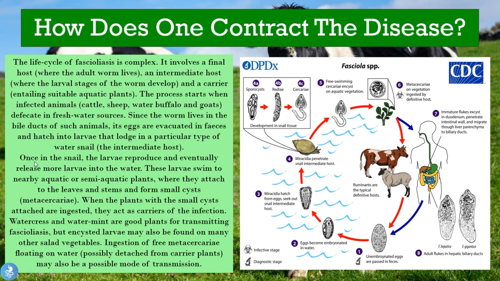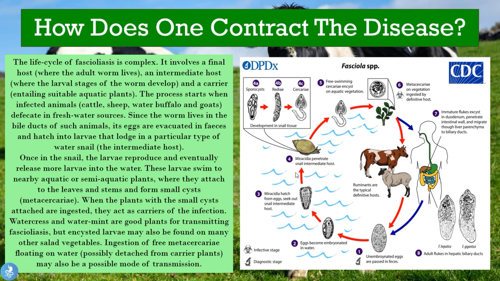Now it says, once in the snail, the larvae reproduce and eventually release more larvae into the water. And these larvae swim into nearby aquatic or semi-aquatic plants where they attach to the leaves and stem and form small cysts, which are called metacercariae.